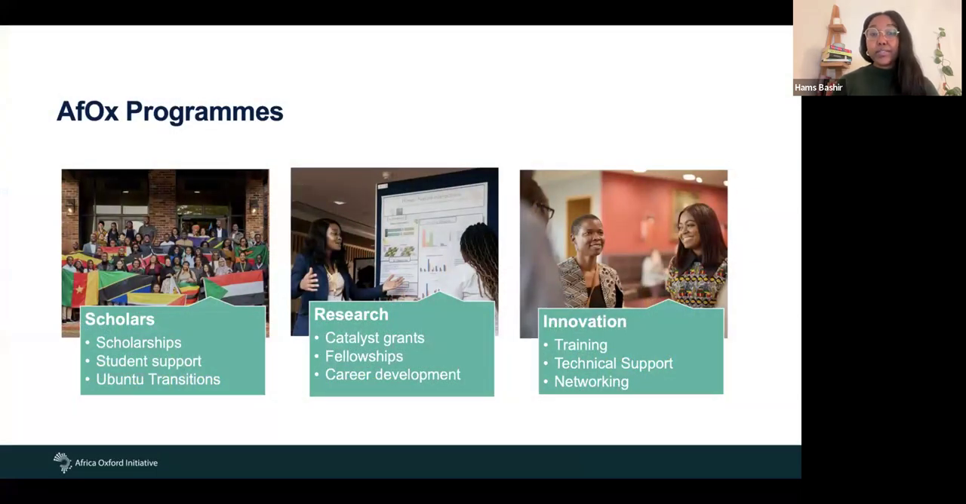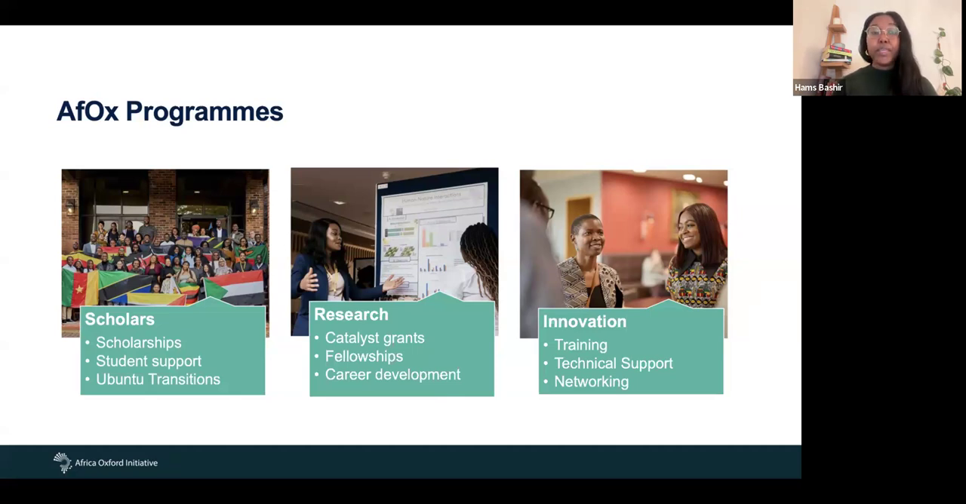So the work of AFOX is centered around three interconnected pillars: education and scholarships, research, and innovation. Under our education pillar, AFOX offers fully funded scholarships that enable African students to pursue a one-year MSc degree at Oxford in any discipline. These scholarships aim to open pathways for talented African students to access leading academic opportunities in Oxford. Through our innovation pillar, AFOX connects African innovators with the dynamic innovation and entrepreneurship ecosystem at the University of Oxford. These collaborations provide innovators with access to tools, expertise, and mentorship, helping to grow their ideas into scalable, high-impact ventures.